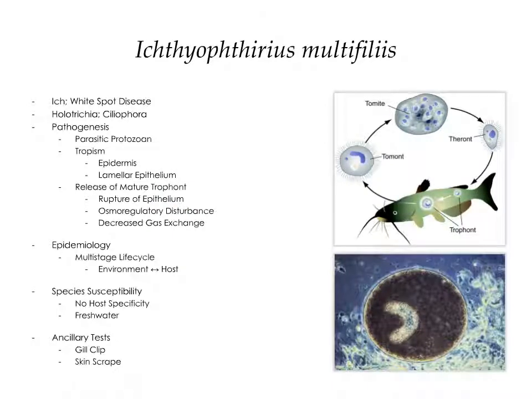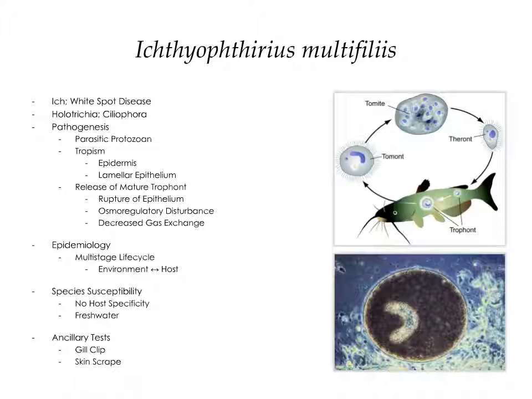Ichthyophthirius multifiliis is the agent responsible for the disease known as ich, or white spot disease. This is a common disease found in aquariums. Ichthyophthirius is a genus within Holotrichia, which is a subgroup of Ciliophora. Members of Holotrichia are characterized by cilia covering the entire surface of the cell.